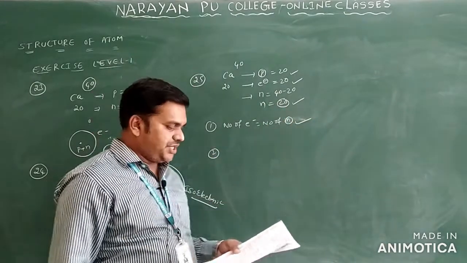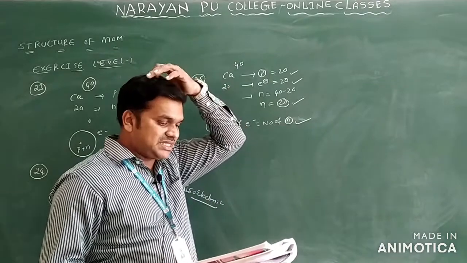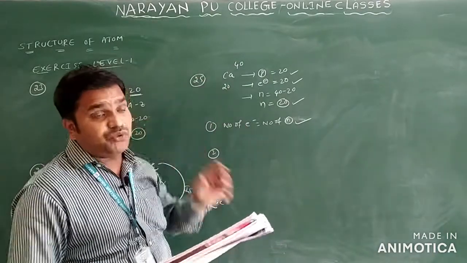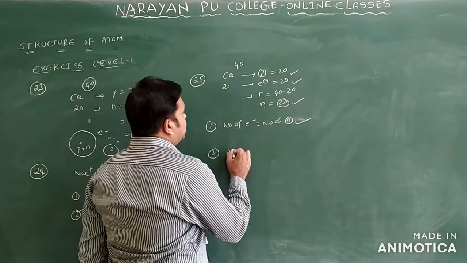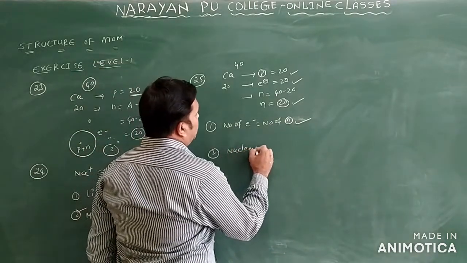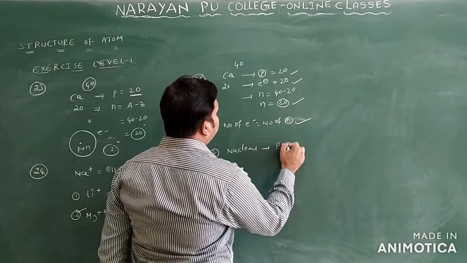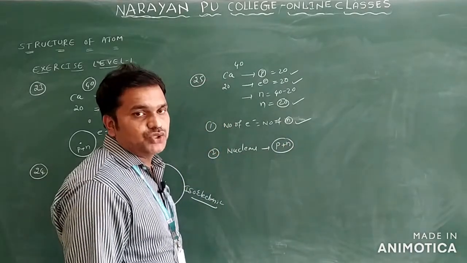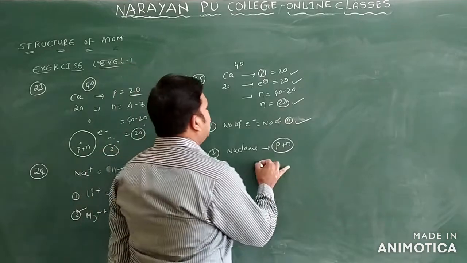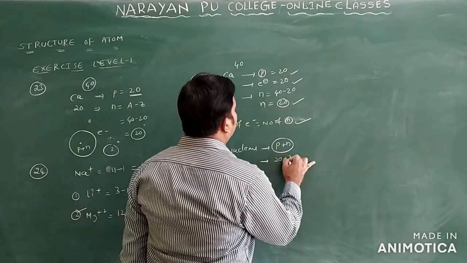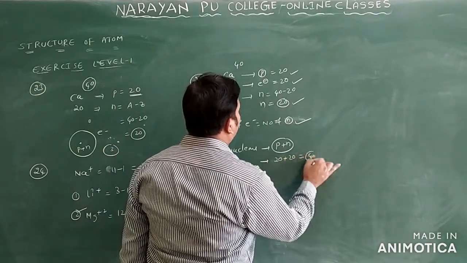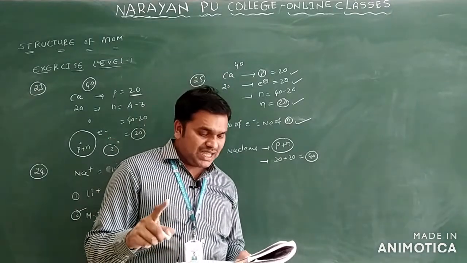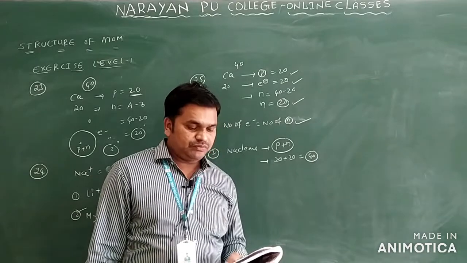Second option, you can see, the number of nucleons is double the number of electrons only. What are nucleons? Protons plus neutrons together are called nucleons only. Protons how many? 20. Neutrons how many? 20. Total how much? 40. You see the second option again: the number of nucleons is double the number of electrons only.